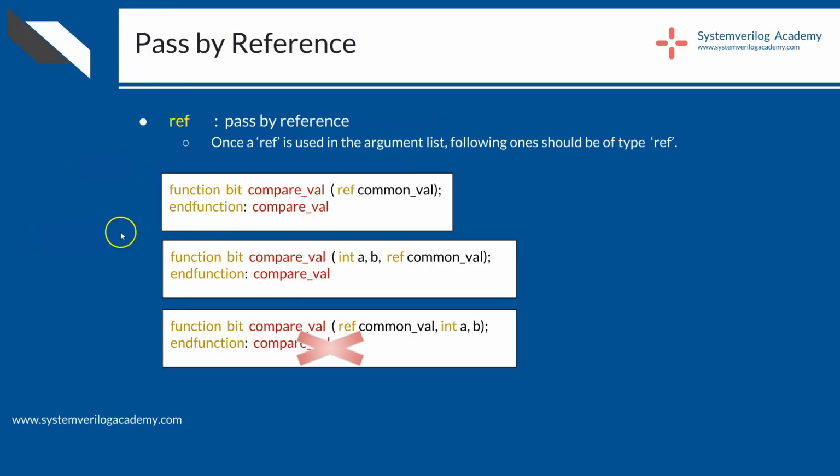Here is a function that passes its argument by reference. The ref keyword is used in the argument list of the function named compare_val. If you want to use both pass by value and pass by reference arguments in the same function, you should first list all value arguments before the reference arguments. That is, once the ref keyword is used in the argument list, all following arguments should be of type ref.